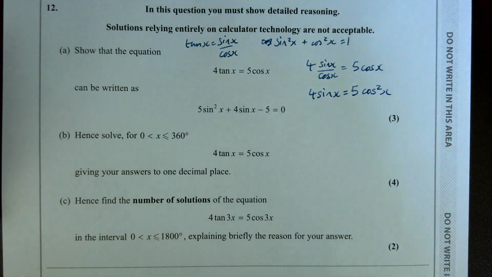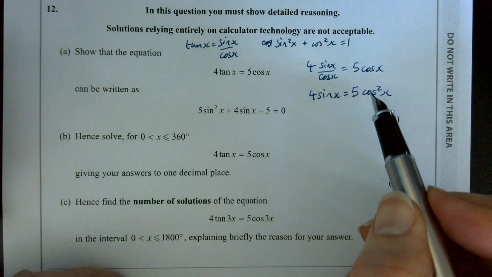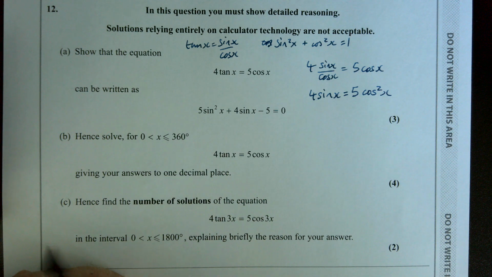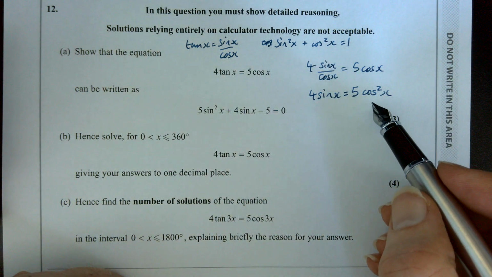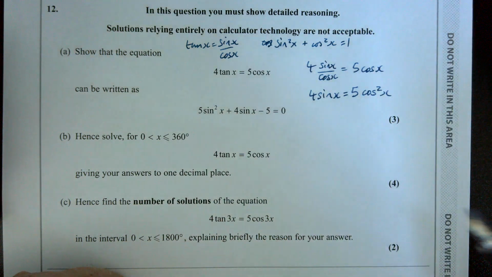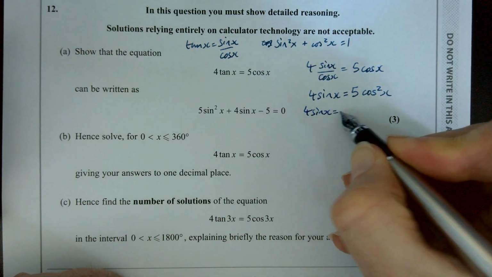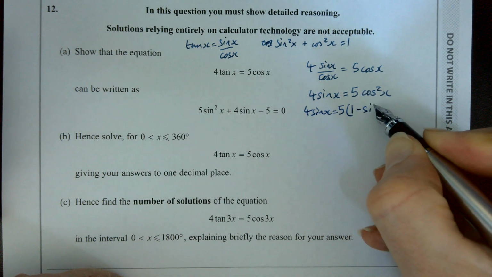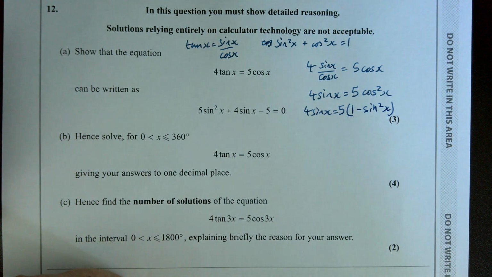And the game is taking it all into sins, which we can do by now using the other identity about sin squared plus cos squared. So that means that cos squared x will equal 1 minus sin squared x. So then you're going to get another mark for writing 5 brackets 1 minus sin squared x. Don't jump that stage. You really do need to show that.